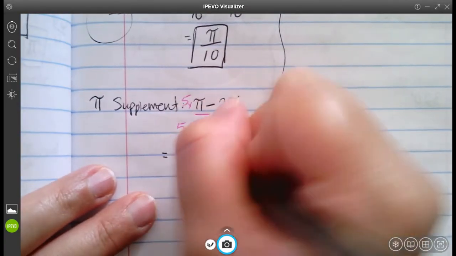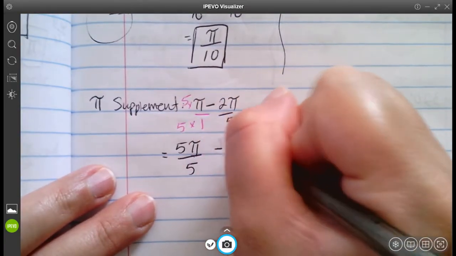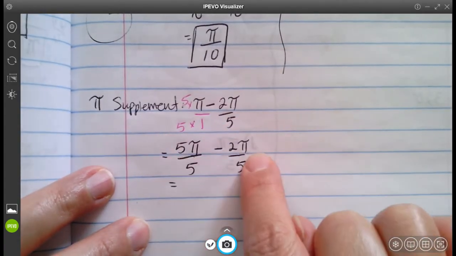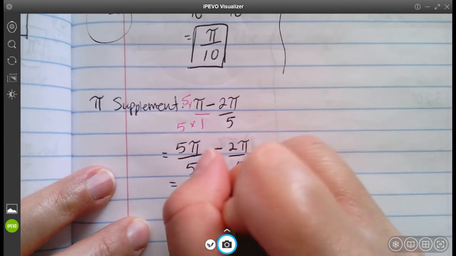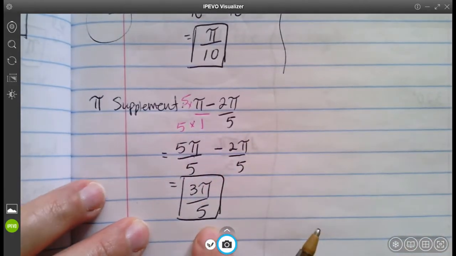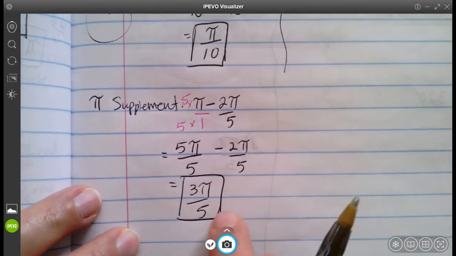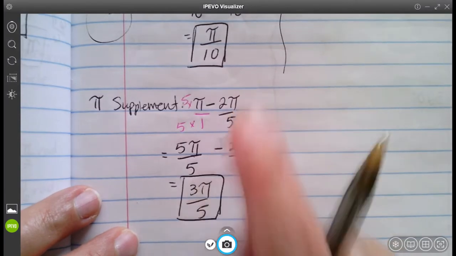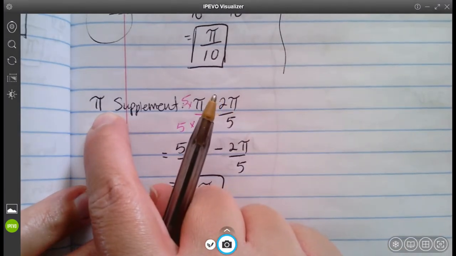5 pi over 5 minus 2 pi over 5. 5 pi minus 2 pi is 3 pi. So this would be my supplement. This one plus the other one, 2 pi fifths, is going to give me the one that's going to add up to 180 or pi.